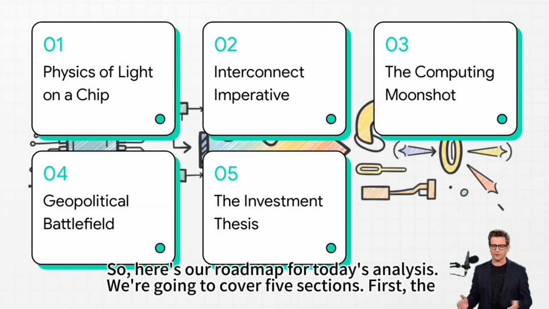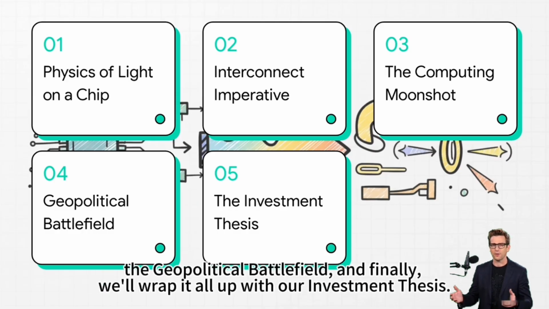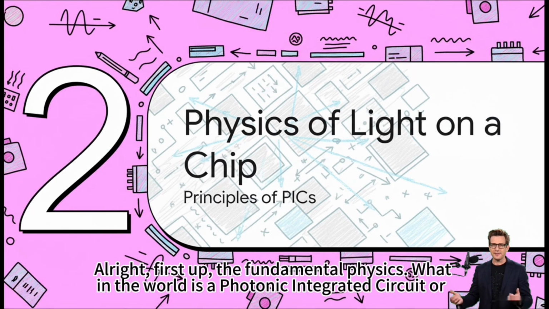So here's our roadmap for today's analysis. We're going to cover 5 sections. First, the physics of light on a chip. Then, the interconnect imperative. After that, the computing moonshot, the geopolitical battlefield, and finally, we'll wrap it all up with our investment thesis. All right, first up, the fundamental physics.